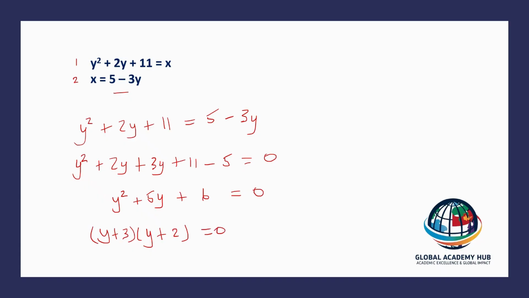So what that does now is it gives me y is equal to negative 3, y is equal to negative 2. How do I do that? Well, I have to equate both of those to 0. y plus 3 is equal to 0 and solve. And then I have y plus 2 is equal to 0 and solve. And when I do that, I get y is equal to minus 3 here, y is equal to minus 2 here.